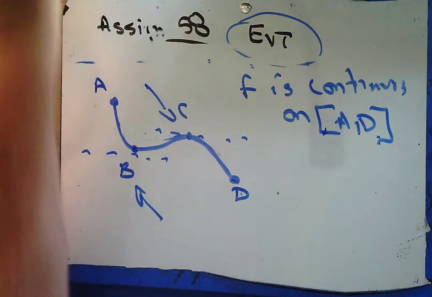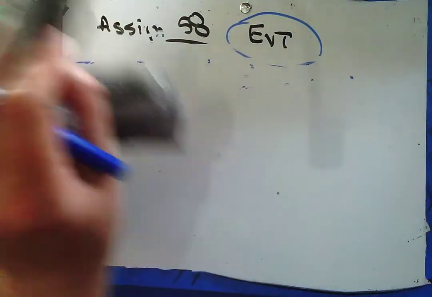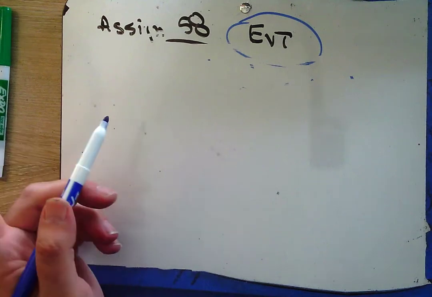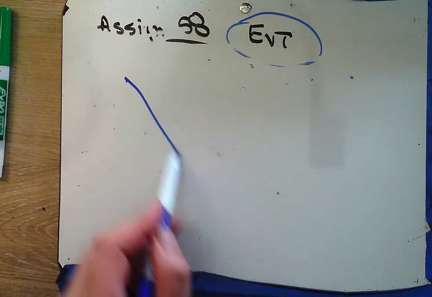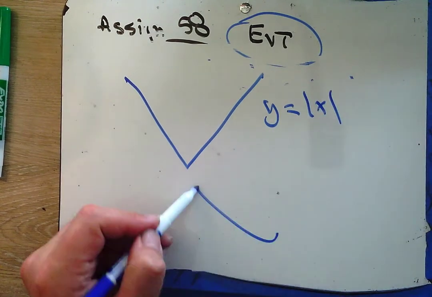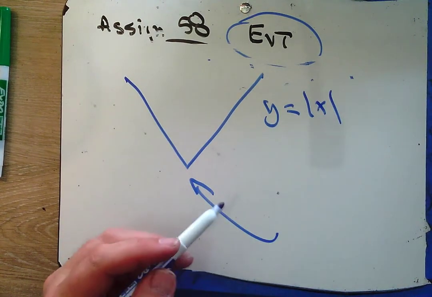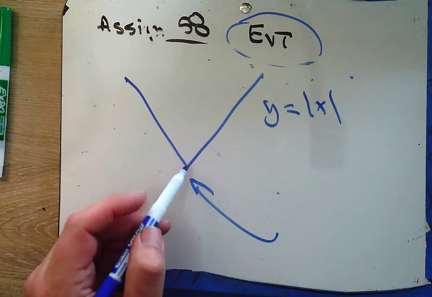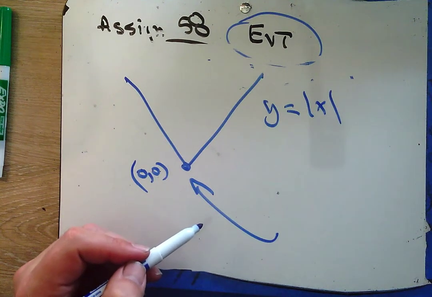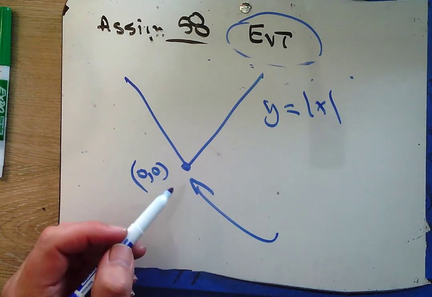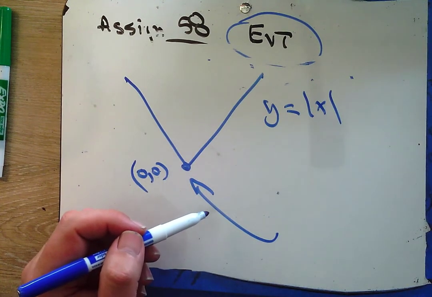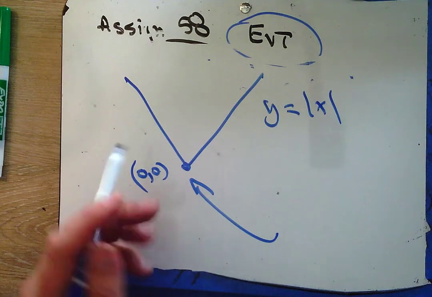I also am troubled by the fact that I can have mins and maxes at other places besides endpoints, or where f prime is equal to 0. Let's take our dear old friend absolute value of x. Hey, what you got there? That's a min. Okay, I got a min at 0, 0. Is f prime equal to 0 here? No. And that's why theorem 2 has to put in that little thing about if f prime exists.